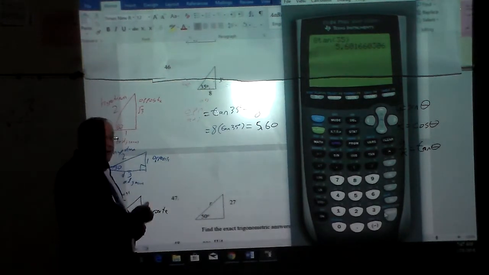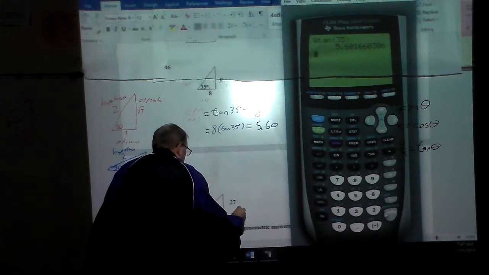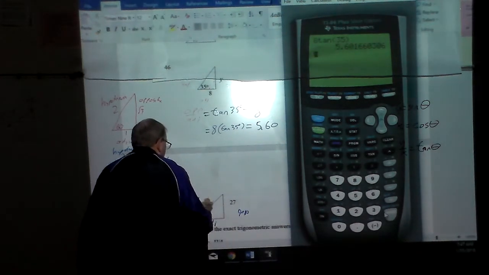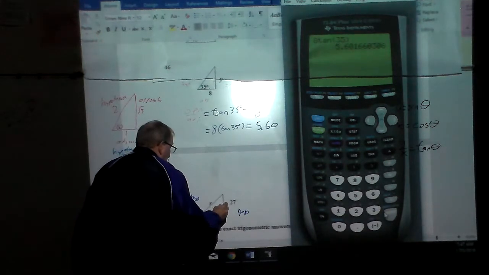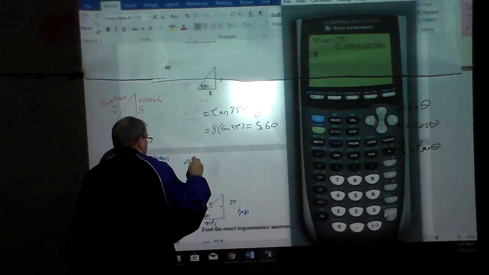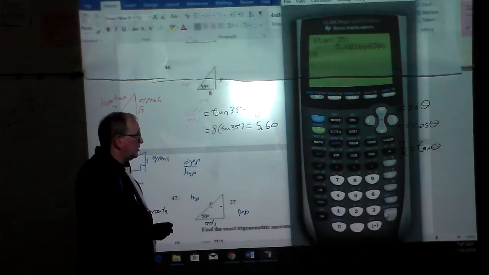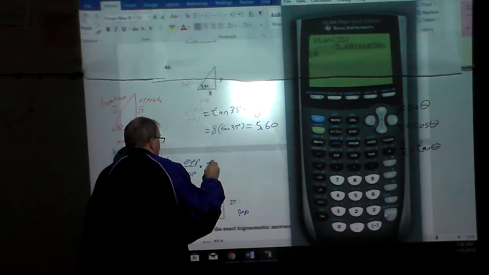And once again, we want to label. Adjacent, opposite, hypotenuse. They gave me the opposite, and I need to find the hypotenuse. So what trig function uses opposite over hypotenuse? And I can write hypotenuse over opposite, but there's no cosecant button on the calculator, so I like to do it this way. Because this is sine.